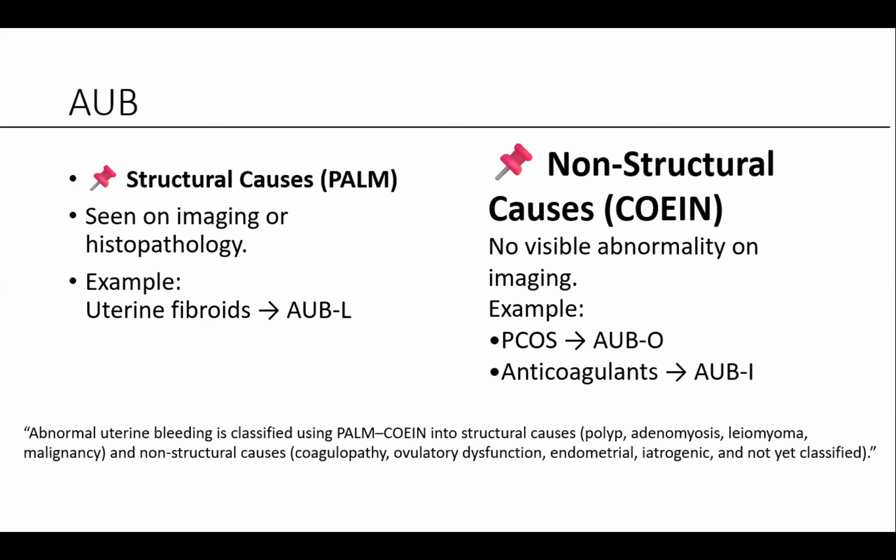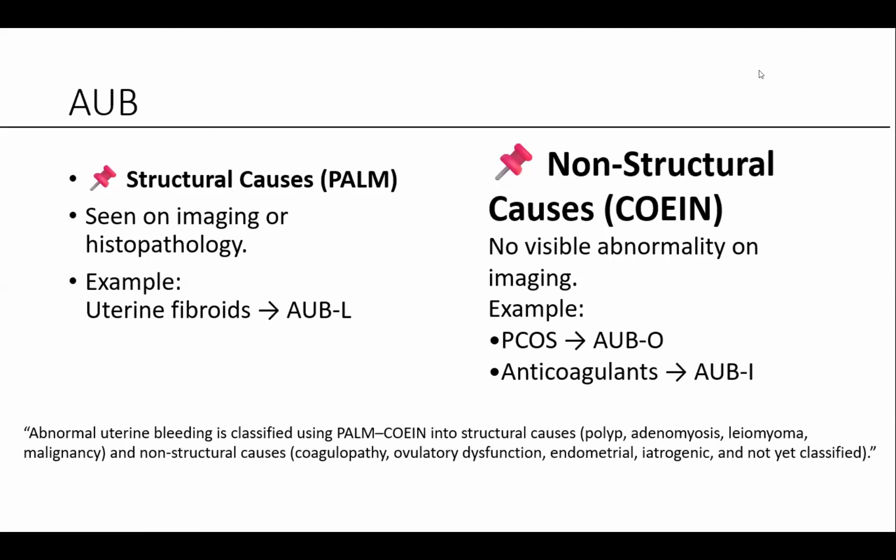It can be a structural cause, which is seen on imaging or histopathology, for example, uterine fibroids. Sometimes it is not visible on imaging, or even if you do a pelvic examination, the uterus will be of normal size. You got it? So, based on whether it's a structural cause or a non-structural cause, we classify the AUB into PALM-COEIN. Just remember your palm and a coin, a 1 rupee coin.